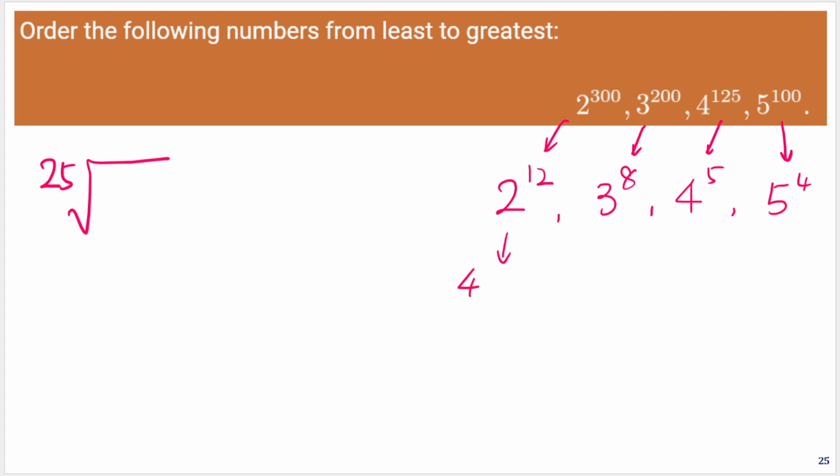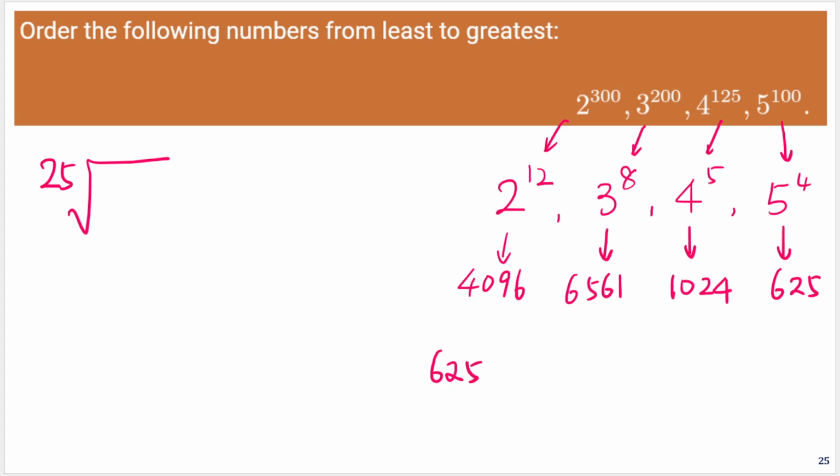The first number is simply 4096. Second number is 6561. The third number is 1024. The last number is 625. And actually you can sort these numbers in ascending order. 625 is less than 1024, less than 4096, which is less than 6561, right?